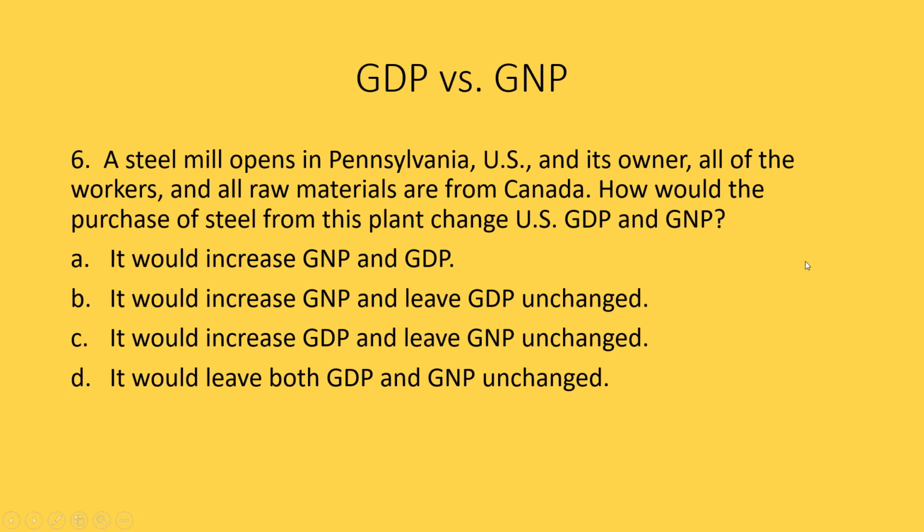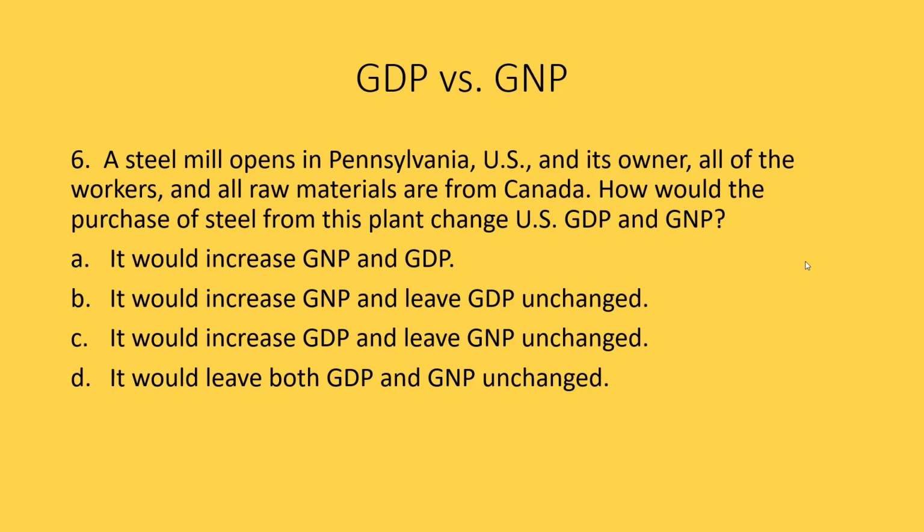It says a steel mill opens in Pennsylvania, which is located within the United States, and its owner, all the workers, and all the raw materials are from Canada. How would the purchase of steel from this plant change U.S. GDP and GNP? Well, since the owner and all the workers and raw materials are from Canada, right, the production here would increase Canada's GNP. However, it would not affect Canada's GDP because it is happening within the geographic borders of the United States.